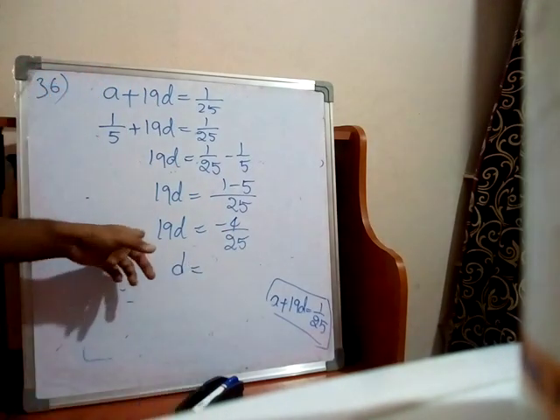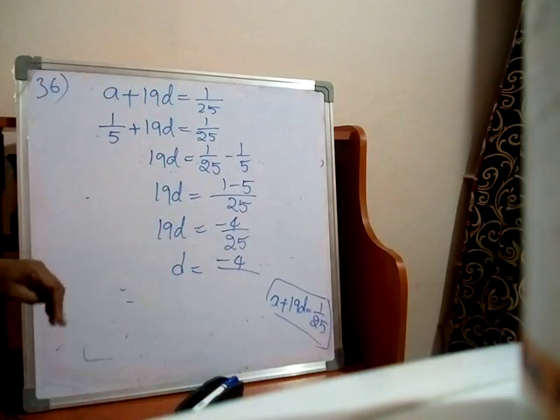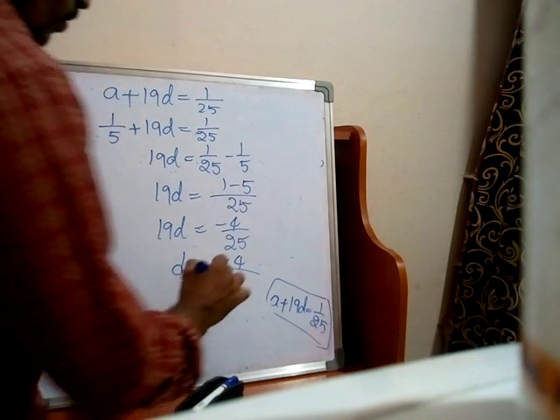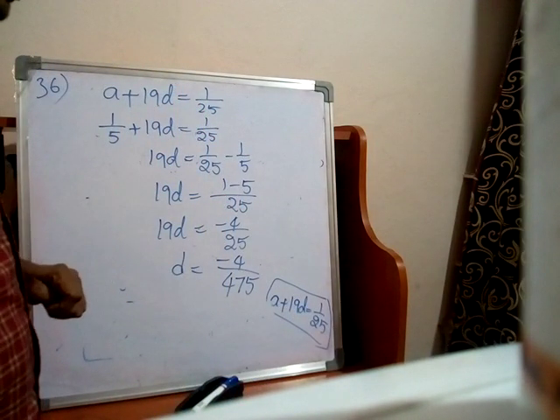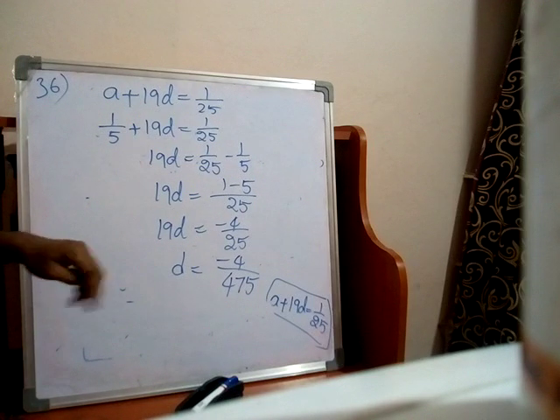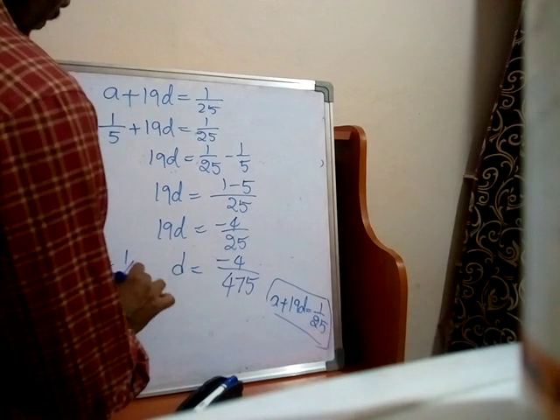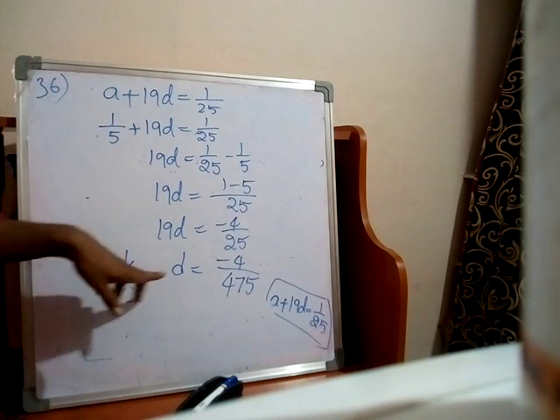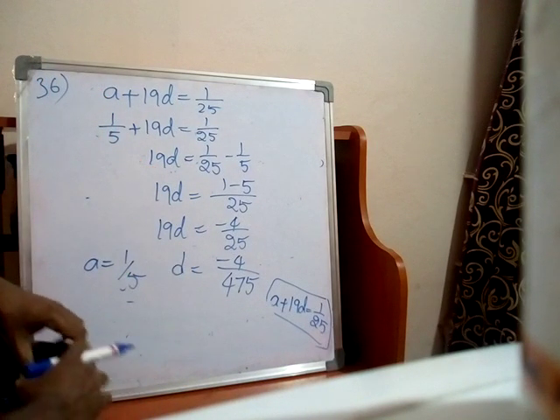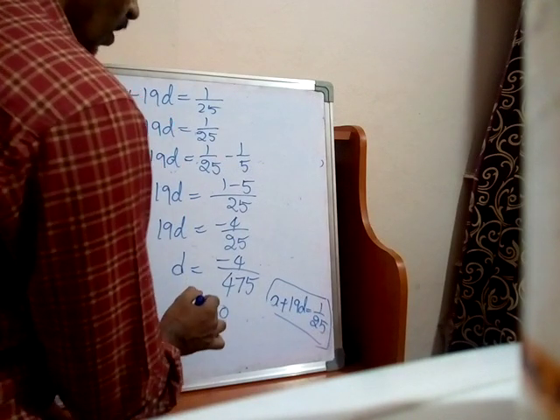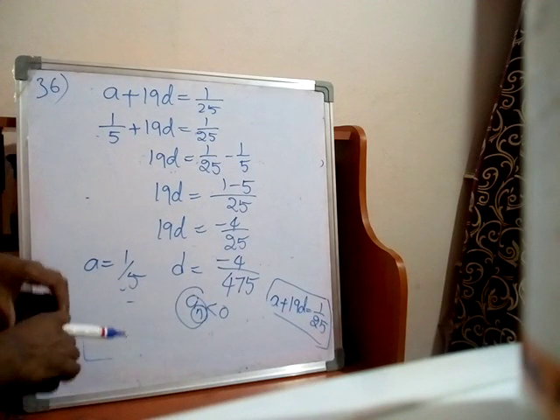So d is equal to how much? Transposing 19 to the other side, division: minus 4 into 19 into 25. 19 times 25 is 475. So d is equal to minus 4 by 475. This is the d value. a is equal to 1 by 5, d is equal to minus 4 by 475. So for what least value of n is an less than 0?